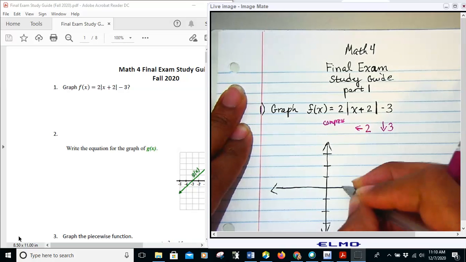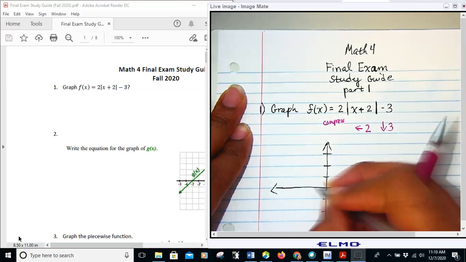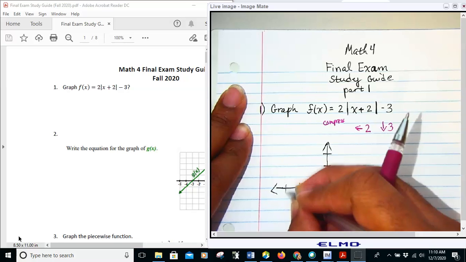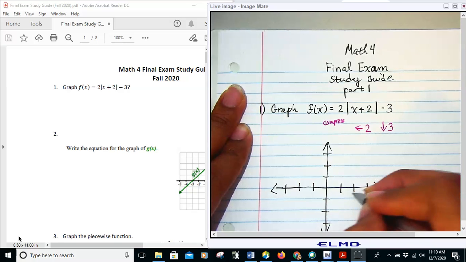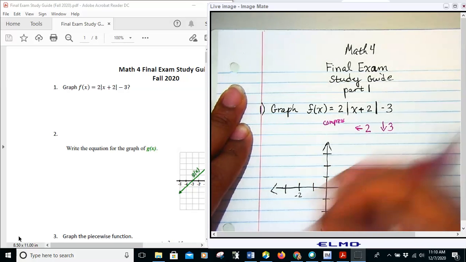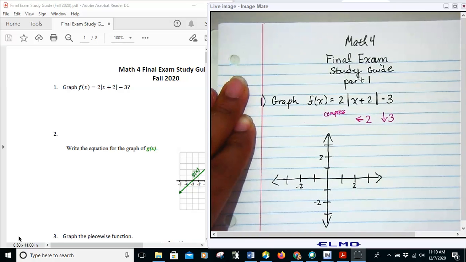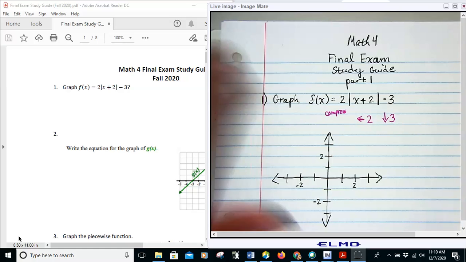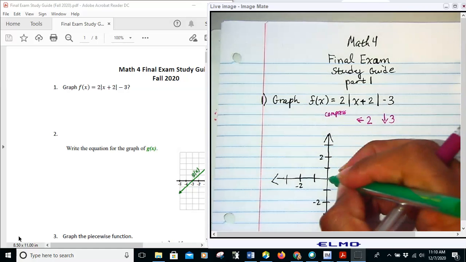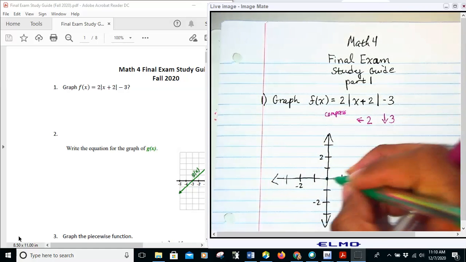Make sure you label your graph, because if you just put a dot there, I don't know what that is, and therefore it's going to be marked wrong because I just don't know what you put down. All right, so here we're going to start off with our parent graph. I'm going to do that in green, and then I'm going to do the transform graph in purple.